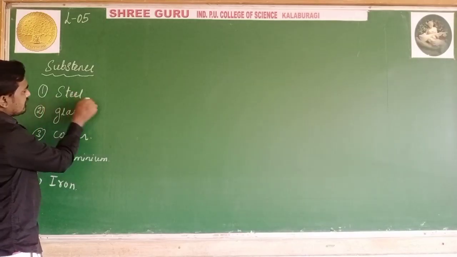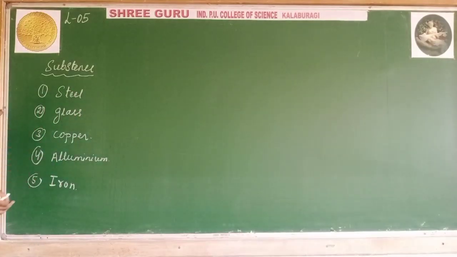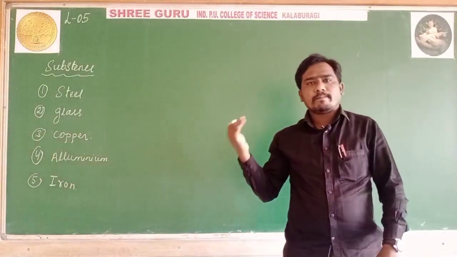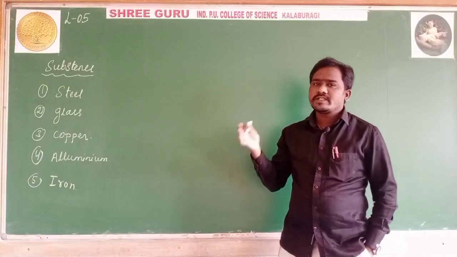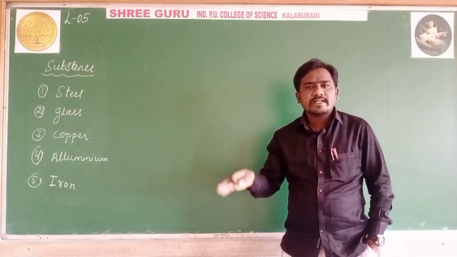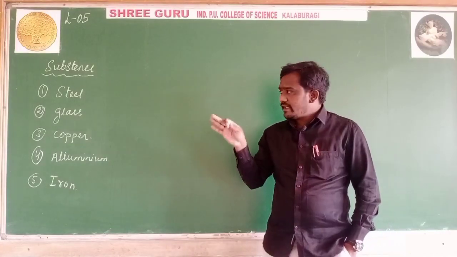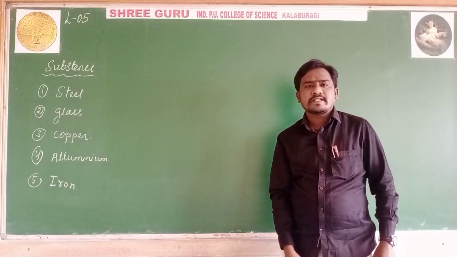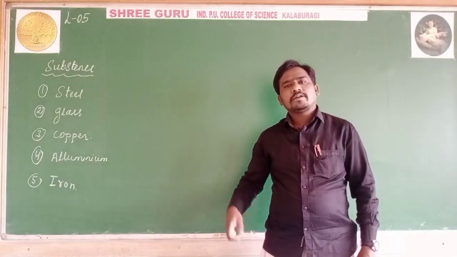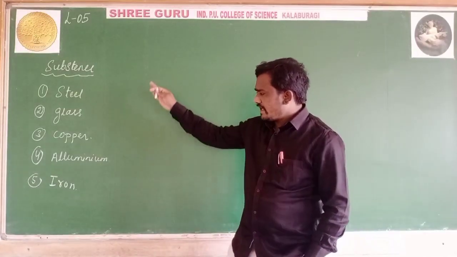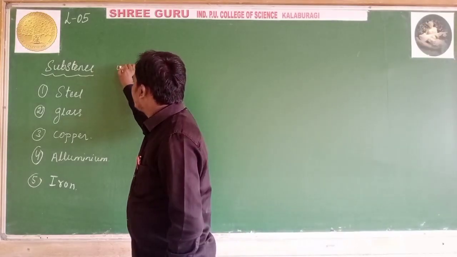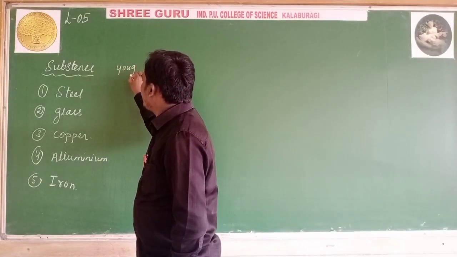And what is the value of Young's modulus of steel? At present, the science board, the material science department, fixes the values for these materials. The Young's modulus of steel is 20 into 10 to the power of 10. Similarly, these materials' values are fixed. We should know those values, which help us to solve the numericals.